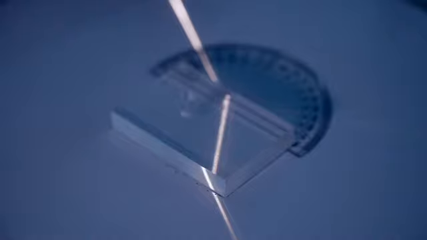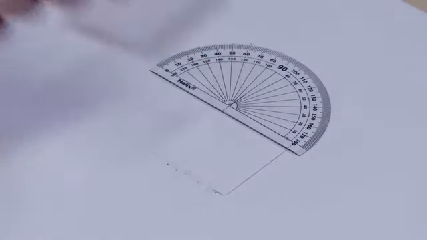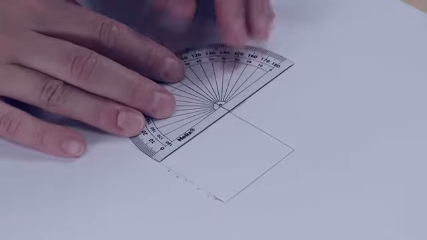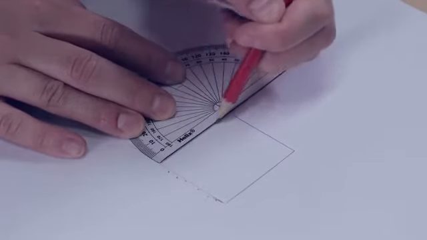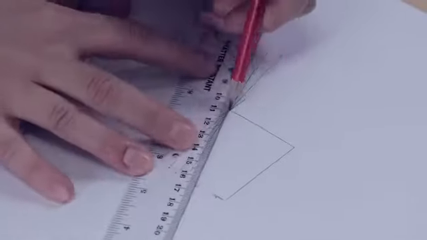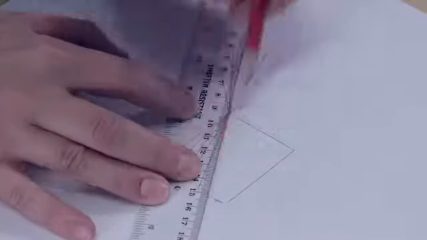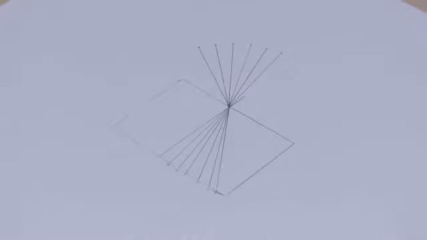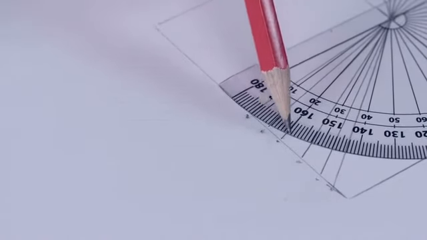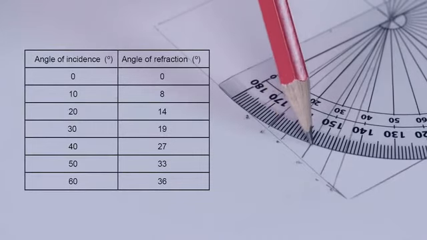A pencil and ruler are used to draw the paths taken by the rays of light. Each angle of refraction is measured using a protractor, and the values are added to a table.